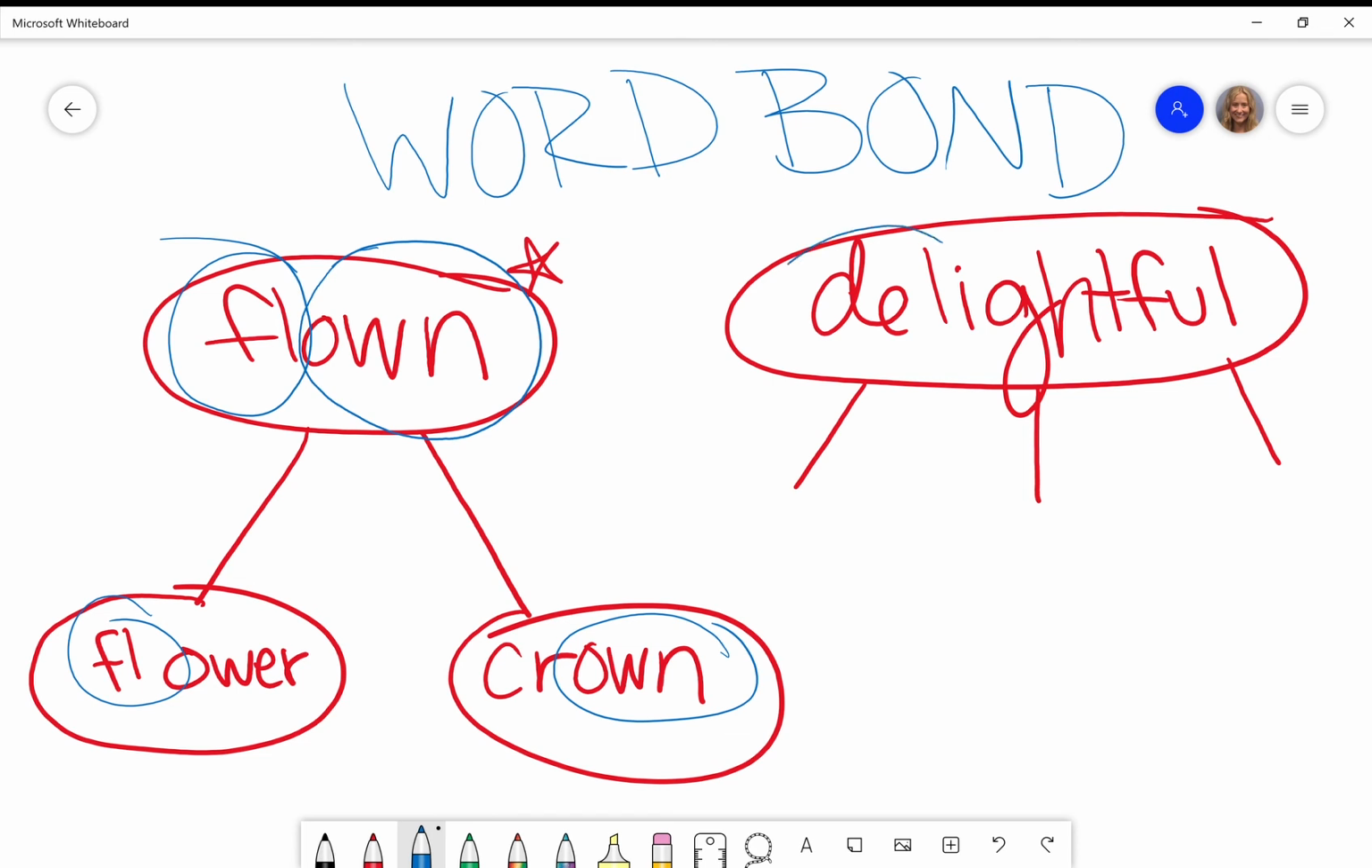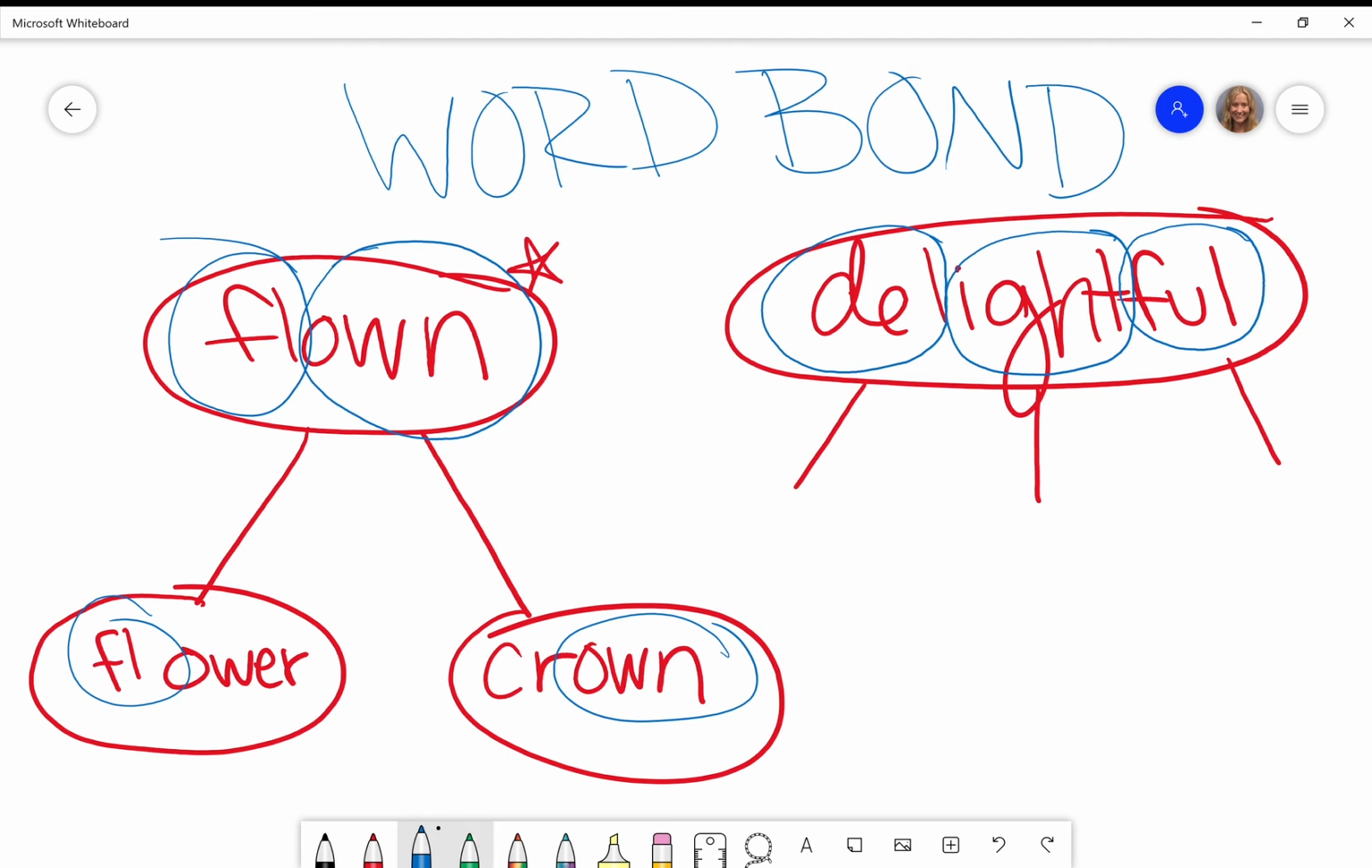What I'm going to do is start breaking it up into sections. The first section that I want to use is this DEL. Then I also see this FUL at the end, and I'm thinking, oh, there's a lot of words that end like that. I can do that. And then I see this IGHT. All right, here we go.